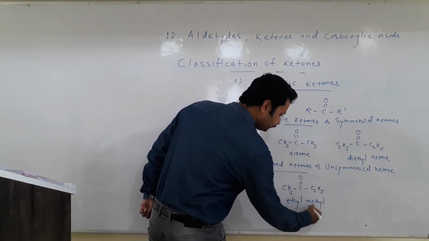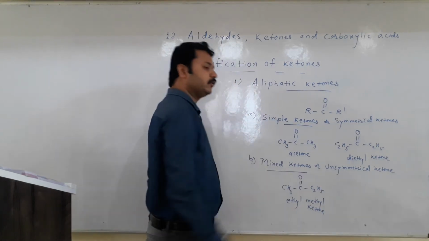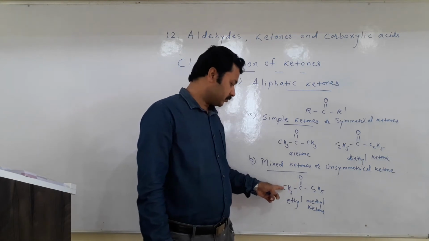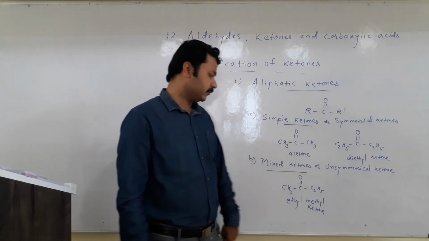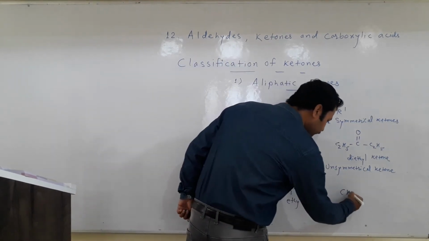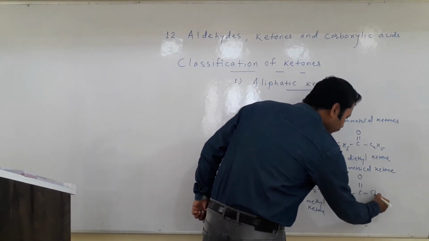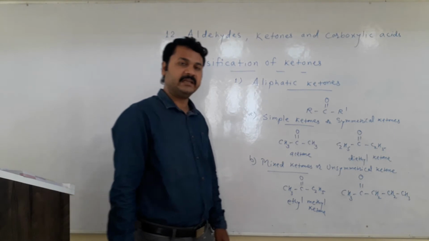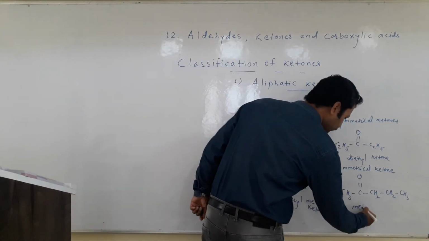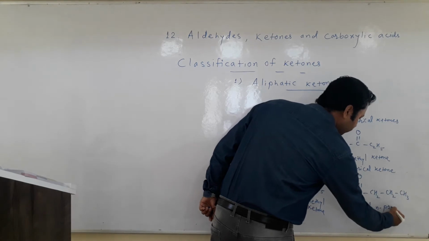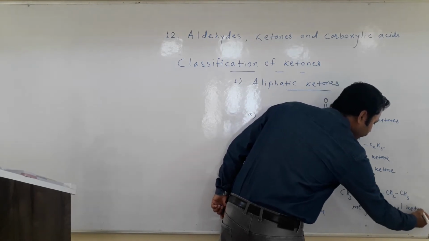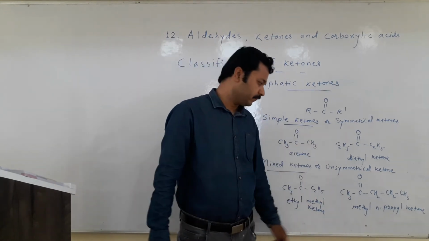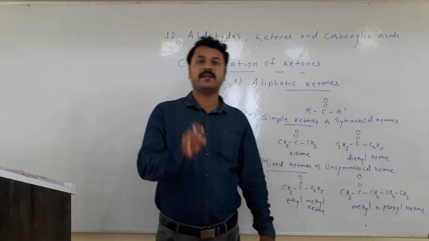In this example, carbonyl group is attached to two different alkyl groups. CO is attached to one methyl group and second is ethyl. We can take one more example: CH3COCH2CH2CH3. It is called methyl n-propyl ketone. In this example, carbonyl group is attached to two different alkyl groups. One is methyl and second is n-propyl.